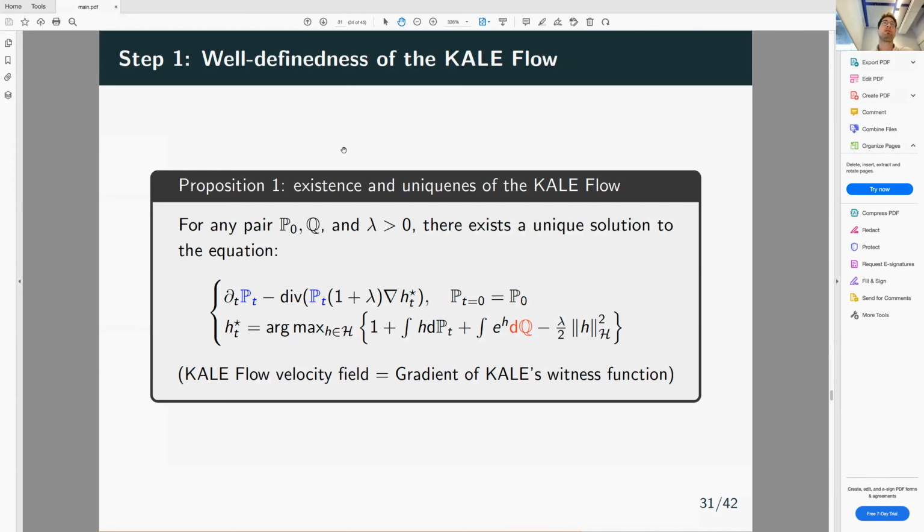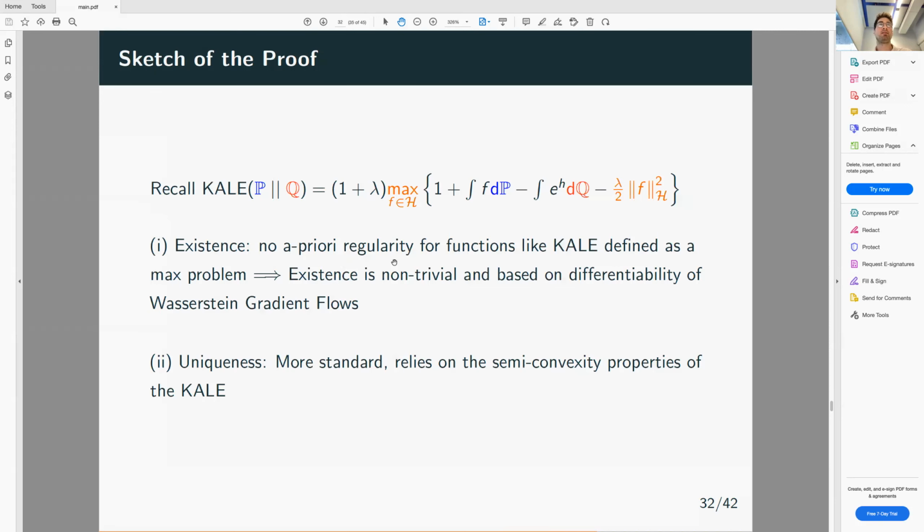So first of all, in my project, I quickly show the existence and uniqueness of the KALE flow. And it comes from applying essentially the definition of a Wasserstein gradient flow to the case of the KALE. And because of that, we need to compute the Wasserstein gradient of KALE. This step is not completely trivial because functionals that are defined this way have not been studied a lot in the Wasserstein gradient flow literature. And so essentially this notion of Wasserstein gradients has to be reconstructed for this kind of functionals.